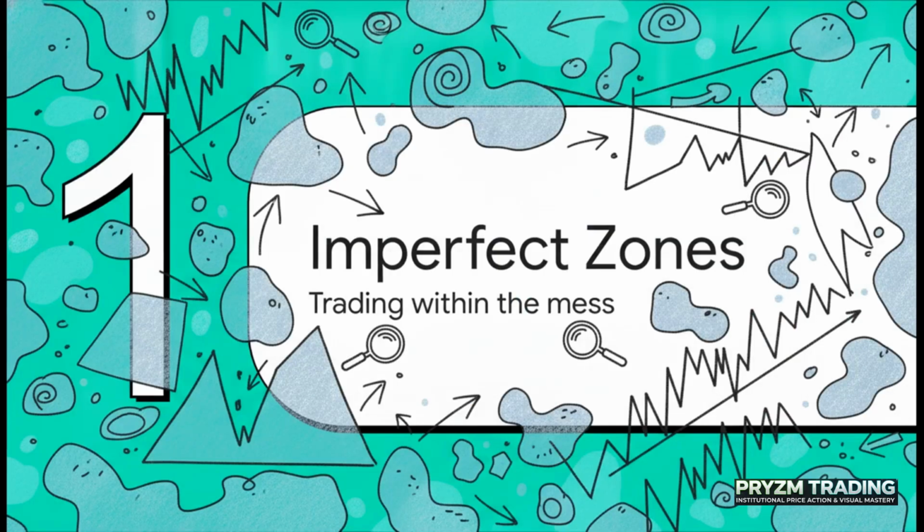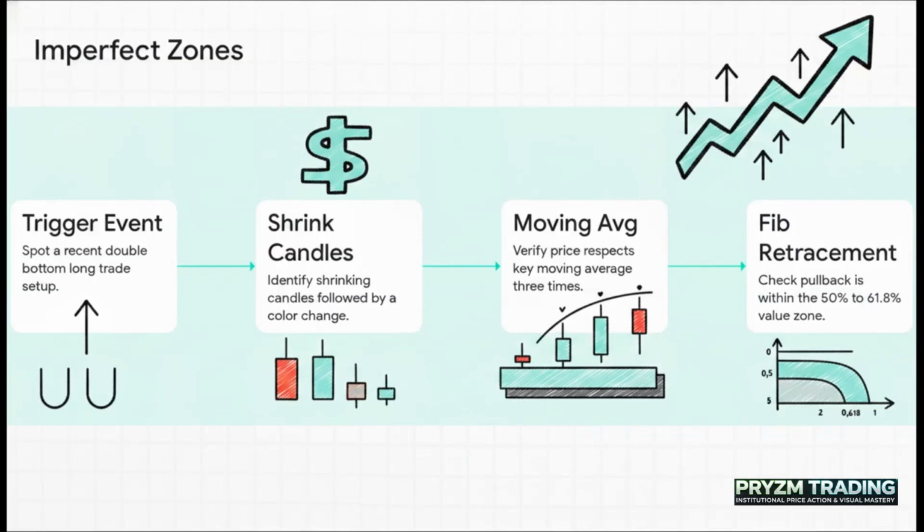All right, let's kick things off with Section 1, imperfect zones and trading within the mess. So, picture the Aussie dollar on the 4-hour time frame. You've got your key zone drawn up from previous reversal points, price comes back down to the zone, but it breaks slightly through it. Now, a lot of traders would look at that and say, nope, didn't stop right at my line, the trade's invalid.